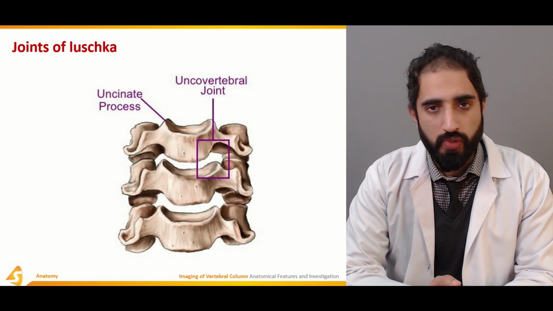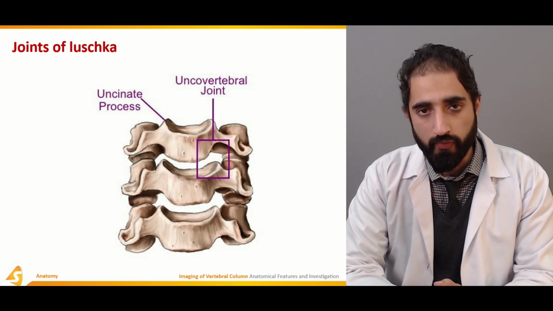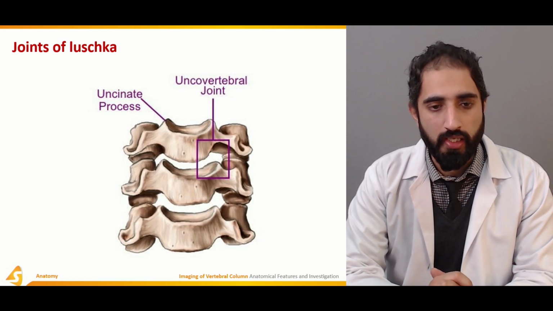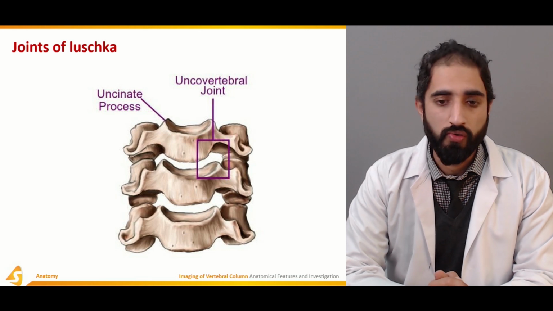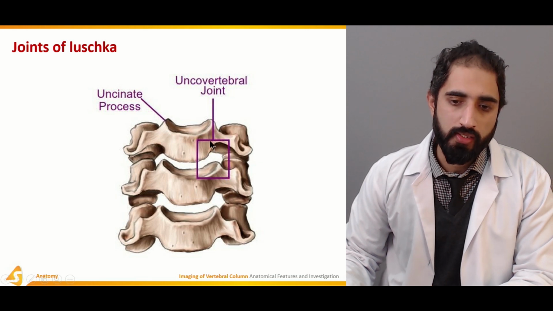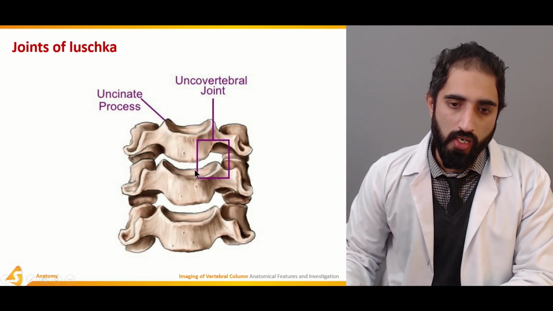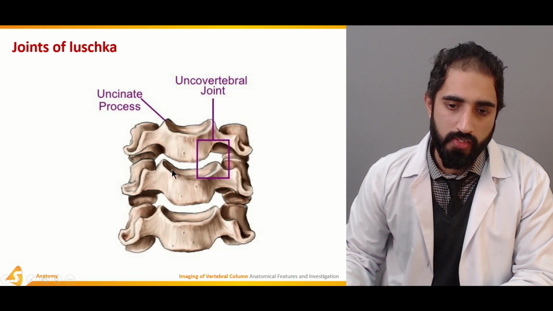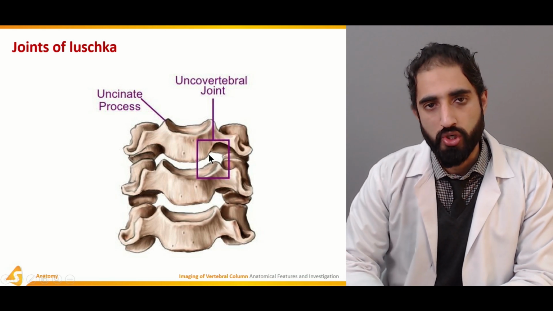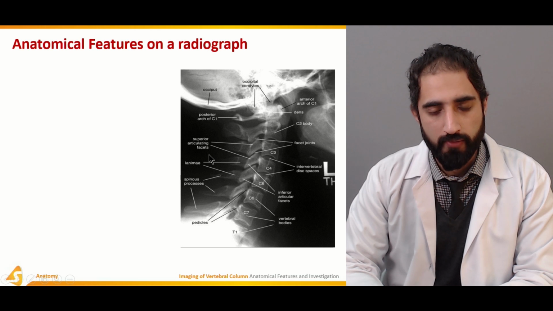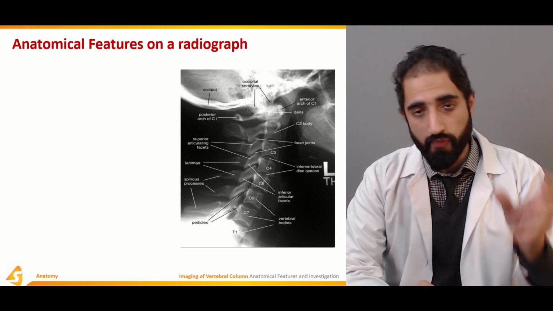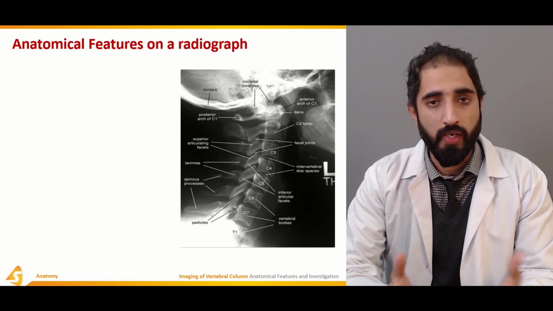Talking about the joints, as we mentioned, the facet joints or the zygapophyseal joints, as well as the intervertebral joints, there is another type of joint known as the joints of Luschka, also known as uncovertebral joints. These are formed by the uncinate processes, and this is an uncinate process here. So this uncinate process of the inferior vertebra articulates with the superior vertebra to form a joint of Luschka, or an uncovertebral joint.